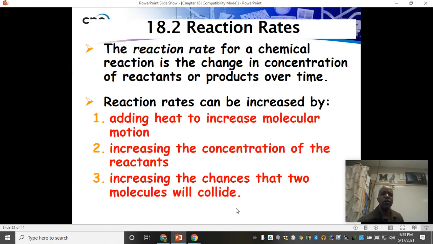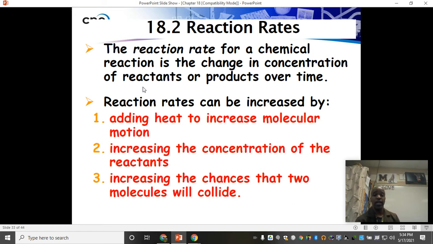Here we go. The reaction rate for a chemical reaction is the change in the concentration of the reactants or the products. Remember, folks, the reactants are the stuff that you start with versus the things that you end with. So you can measure those rates. Here's how. First, you can add heat. So speed it up. If you speed it up, it should go through a chemical reaction a little bit faster.